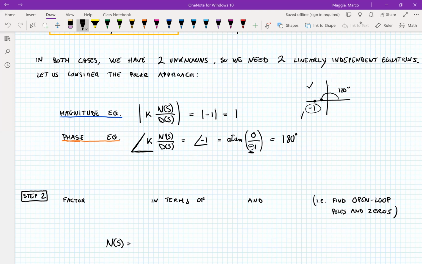There's one caveat here, which is that we can have even multiple integers of 180. Since 180 is equal to minus 180, but 180 is also equal to 540 degrees, we add this second bit, plus n times 360, where n is equal to either 0 or plus or minus 1 or plus or minus 2, and so on and so forth. In other words, n belongs to the integer field.